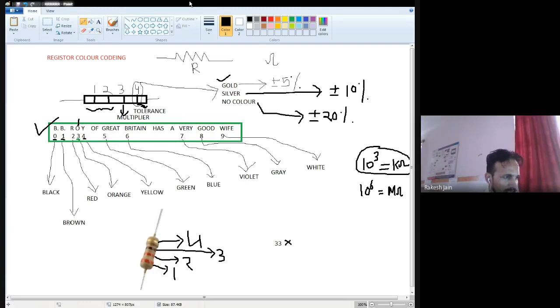Then write down the third color in power of 10. What is the third color? You can easily see this is brown color. So what is the position of brown? From the color coding format, just see brown is at 1 position. So 10 to power 1. Then the last one is gold. So plus minus 5%.